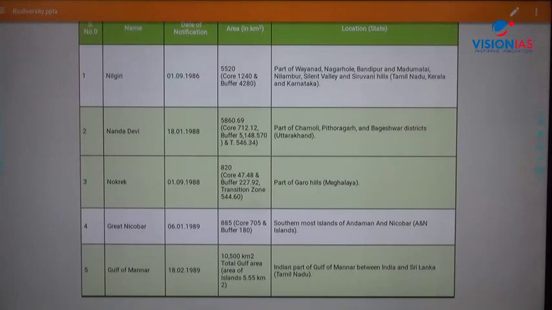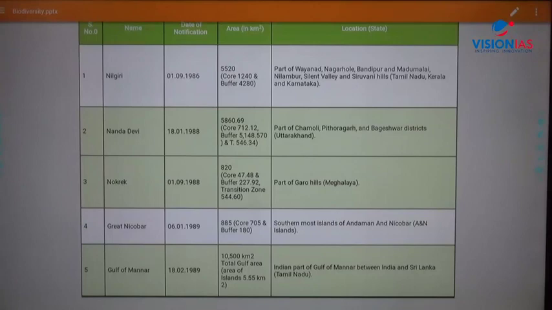Nanda Devi is located in these three districts, which are very important. It is in the state of Uttarakhand, and the districts are Chamoli, Pithoragarh and Bageshwar. They are given on the slide. Please make note of this. Don't simply listen and leave. You need to write. Come on, write down: Chamoli, Pithoragarh, Bageshwar, districts of Uttarakhand.